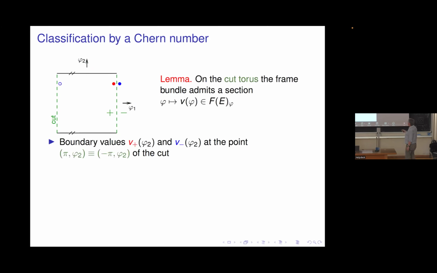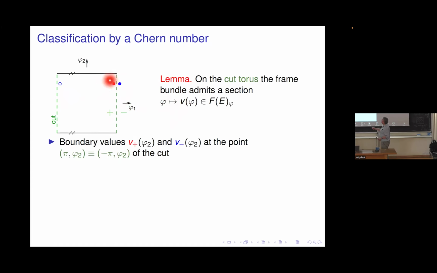And here is a little lemma. On the cut torus, you can still find a global frame, a global section of the frame bundle. So over each phi, there is a basis for that particular fiber. As you move the point across the circle, you can continue to frame it in such a way. I'm not going to prove that, but the real issue is when you try to do the gluing across the cut you've made. That's the real challenge.